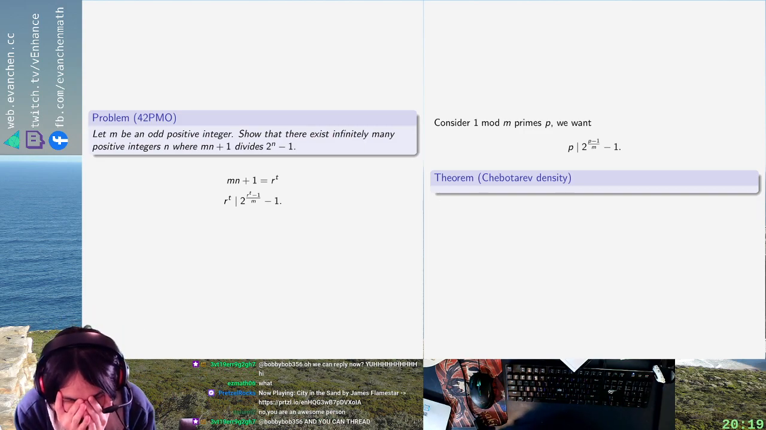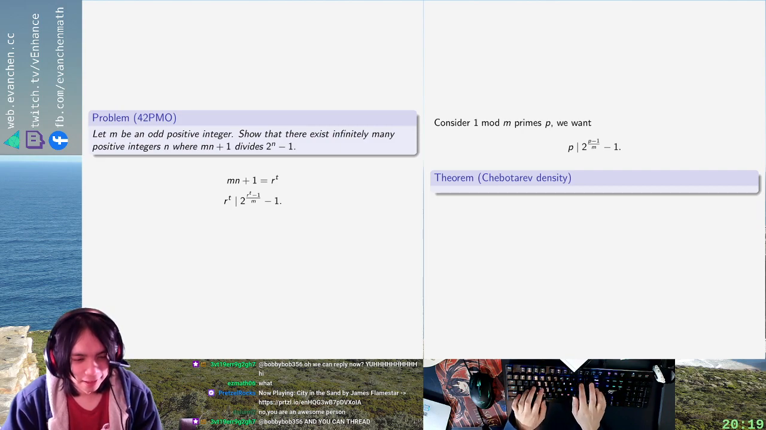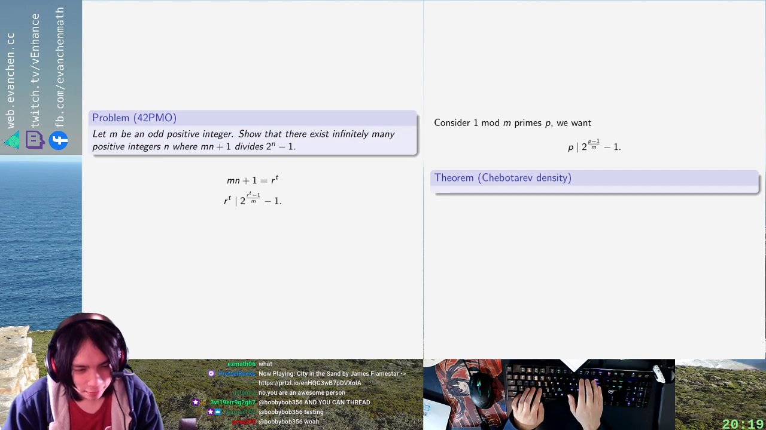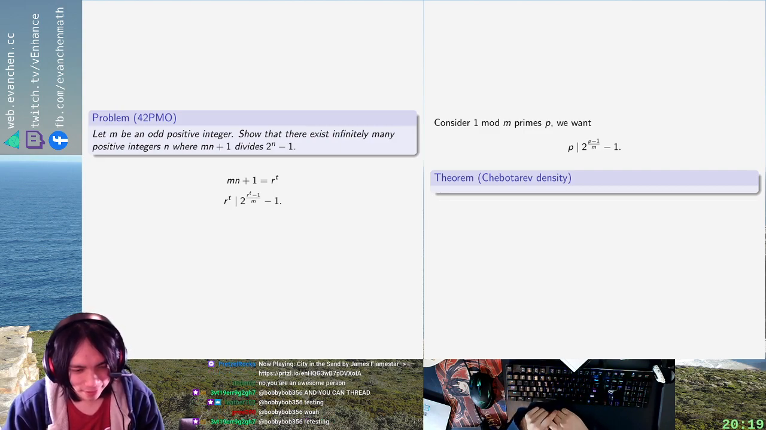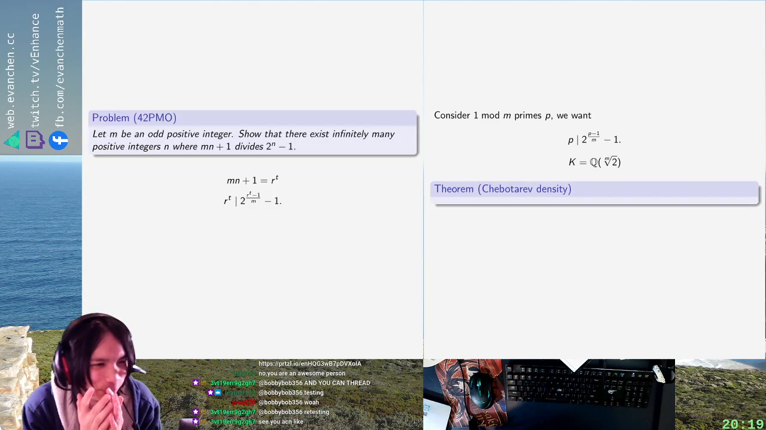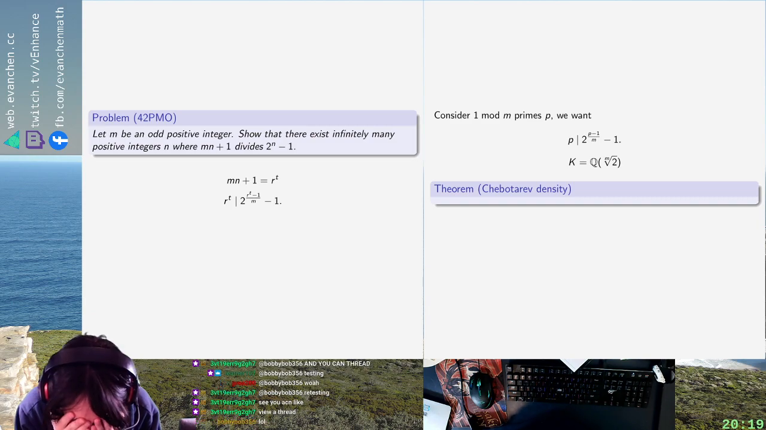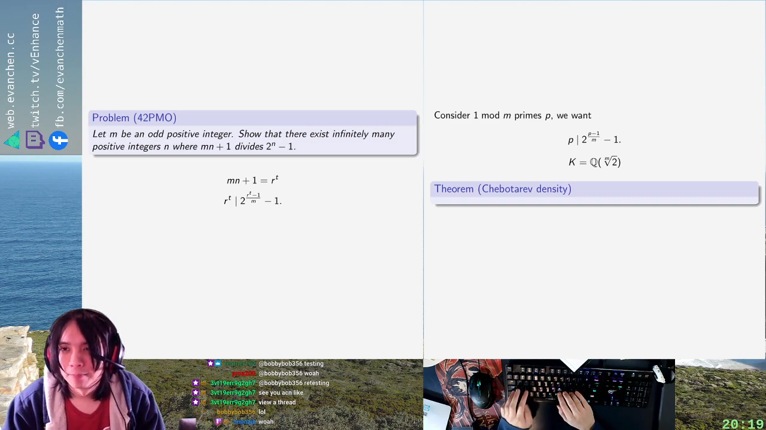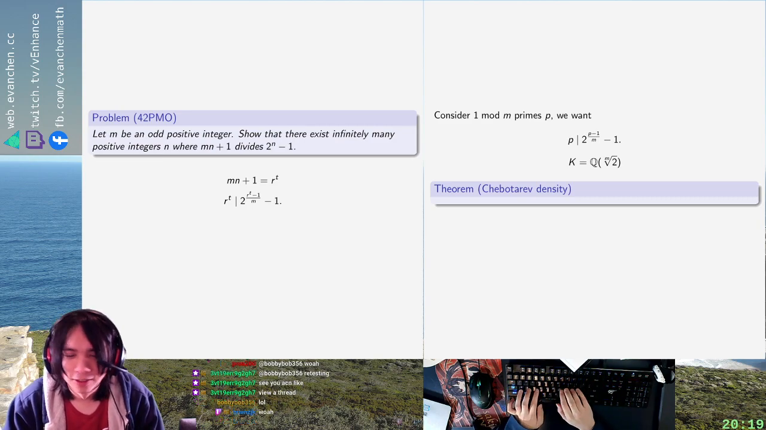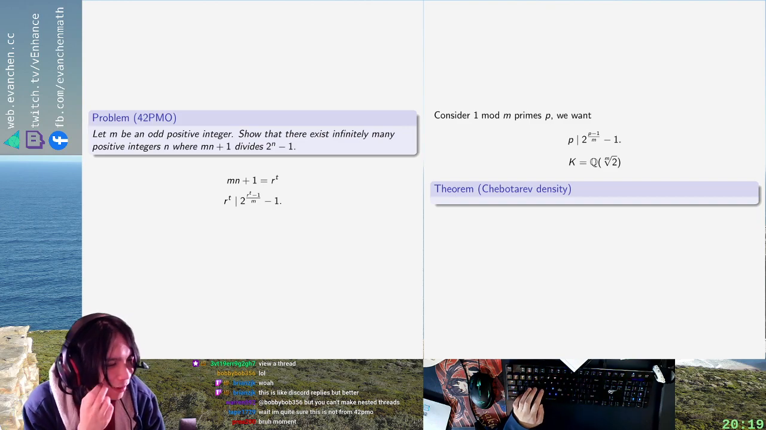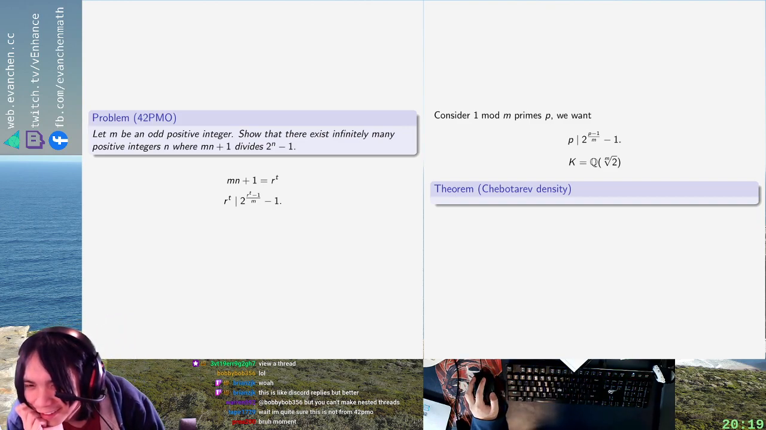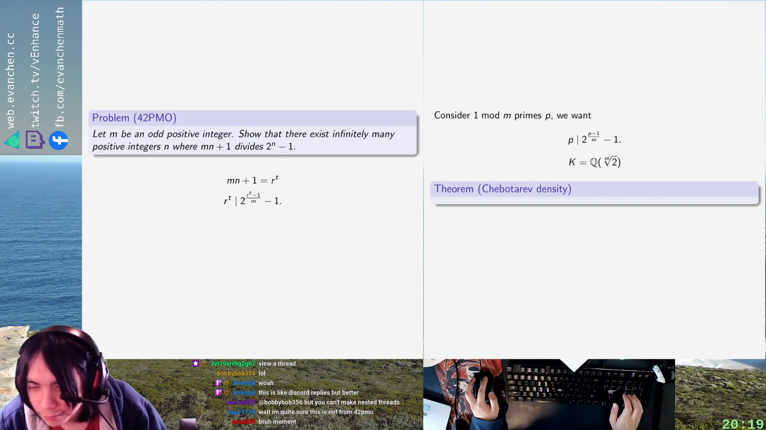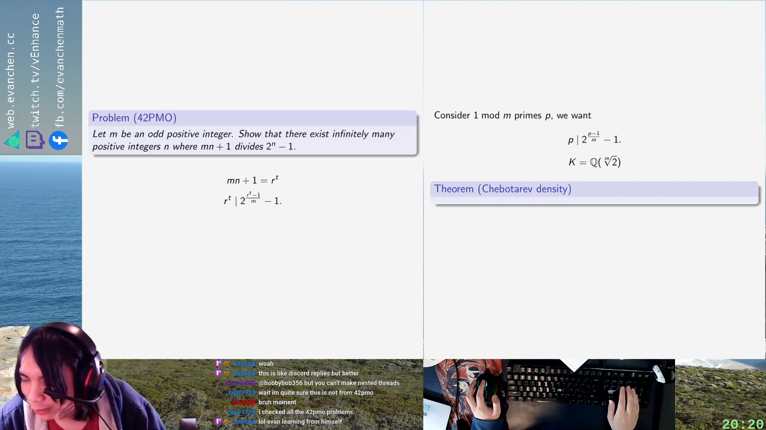I need to think about which extension I'm looking at. The extension is definitely Q adjoin the mth root of unity, mth root of 2. This is a number field. Okay, so now I have to remember how this garbage works. Oh my god. Can I look at my own textbook? I don't remember how this works anymore. Napkin.html. I haven't touched this stuff in so long. Also, wasn't this problem supposed to be easy?